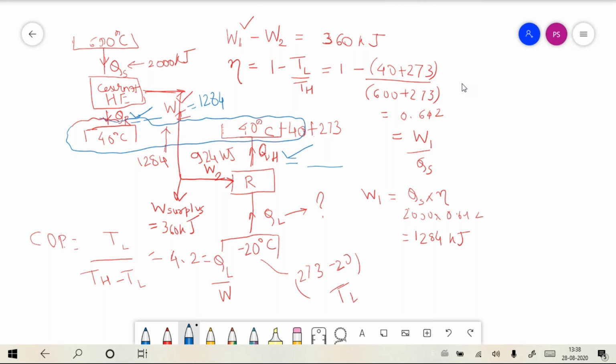So obviously, the difference between these two would be QR. If you take it as approximately 1284, then this would be 716, right? So QR would be 716, 717, depending upon your accuracy. So this is what is QR.